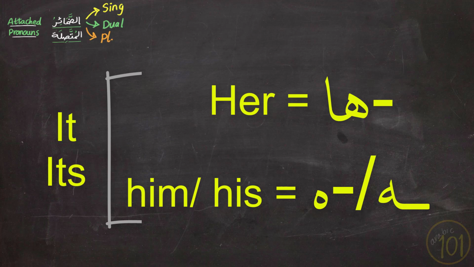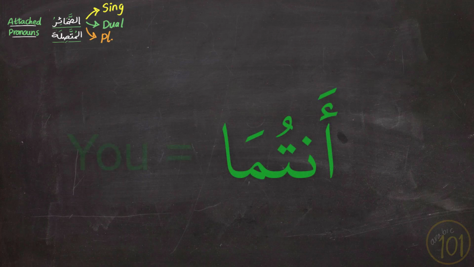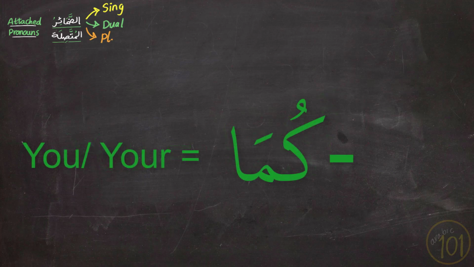Now these were the singular attached pronouns, which come at the end of words as suffixes. Moving on to the dual attached pronouns, which also come as suffixes at the end of words. And what we learned last time for the dual pronouns was antuma, and its attached version is kuma, which would then mean you or your for the dual form, like in these examples.